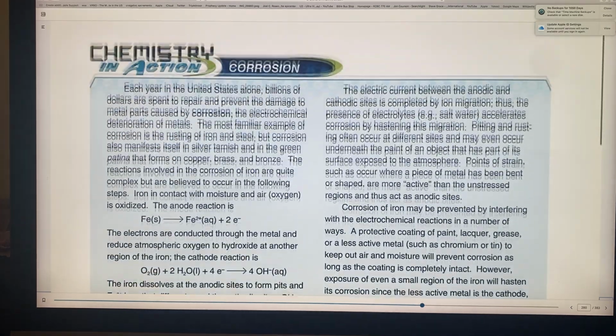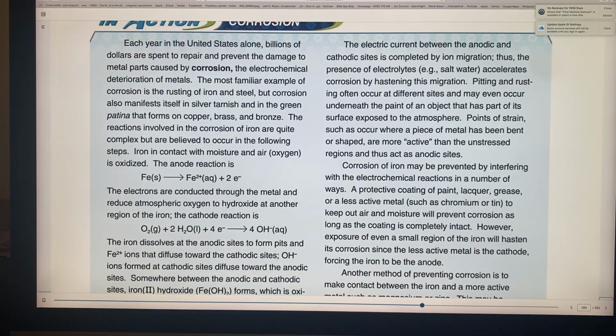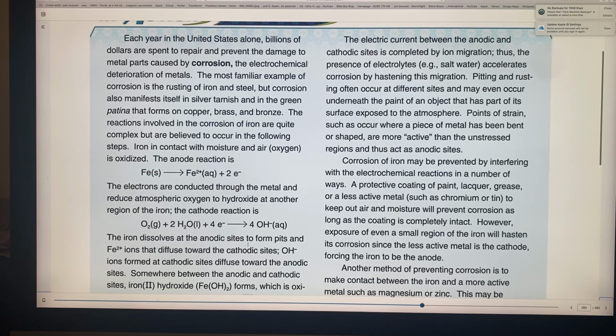It goes on and describes how salt water works. It says electric current between anodic and cathodic sites is completed by ion migration. Thus, the presence of electrolytes accelerates corrosion. So that's why salt water causes corrosion to happen more, and this causes pitting and rusting. It usually starts rusting at points of strain, where there's a little crack in the steel. That's where it's going to start really rusting out. That's why if you have a car that has been bumped, a little car accident, that's where it starts rusting.